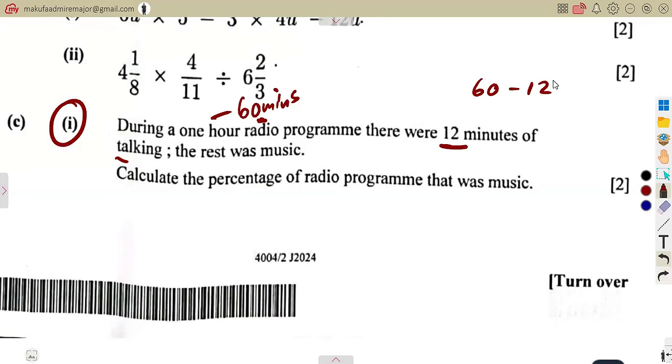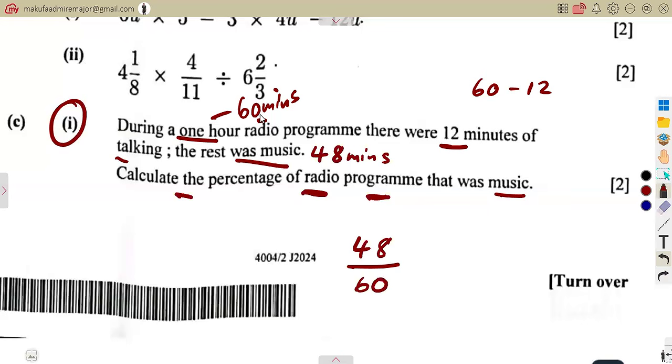And if you subtract this 60 minus 12, we are obtaining a difference of 48 minutes. Meaning to say music was going to carry 48 minutes in terms of the program. Calculate the percentage of the radio program that was music out of the 60 minutes, which is the 1 hour of this program. 48 minutes is for music. So it's 48 over the time for the whole program, including the 12 minutes. 48 over 12 times 100%.